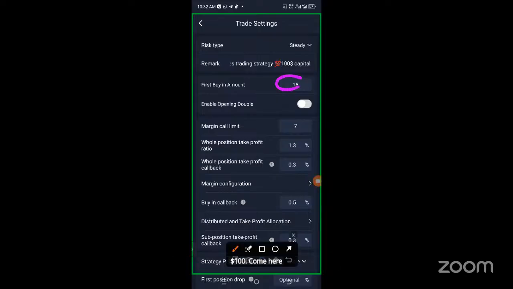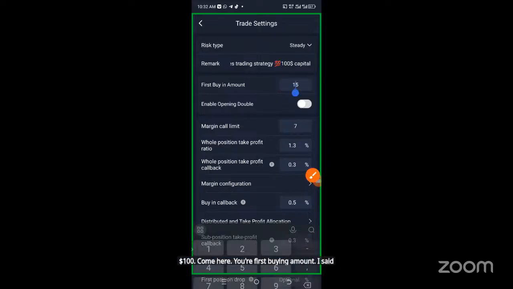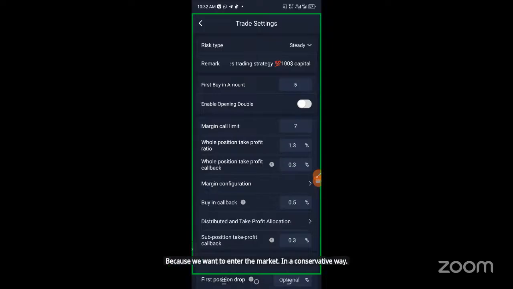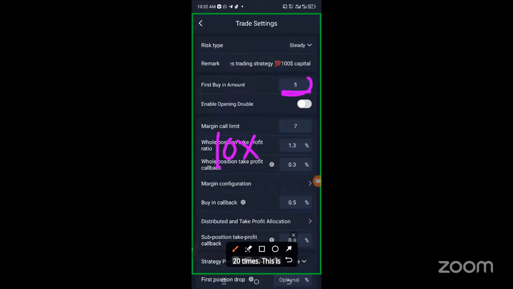Come here. Your first buying amount, I said it should be $5. Don't ask me where you got $5, because we want to enter the market in a conservative way. But remember, because we are choosing an average of 10 times, it is not going to be 5. The first buying amount will be 50, because it will be 5 times 10, which is the average.